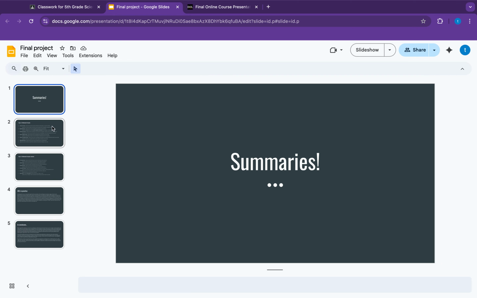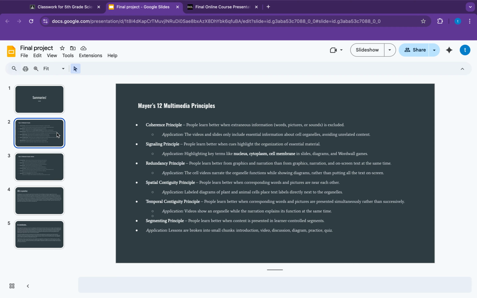So we're in viewing mode. So starting here, summaries. Mayer's 12 multimedia principles, step by step on how they're involved in each individual one. And I'm just going to read along, and I have a visual for you as well. The coherence principle. People learn better when extraneous information, such as words, pictures, or sounds, is excluded.